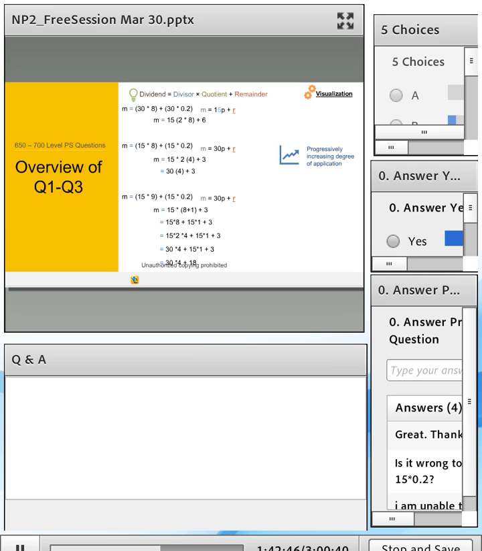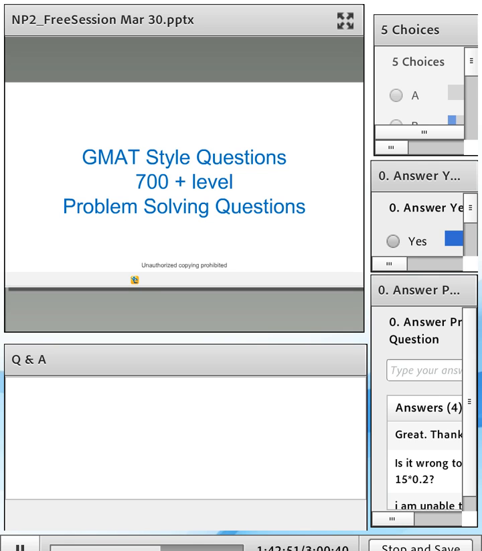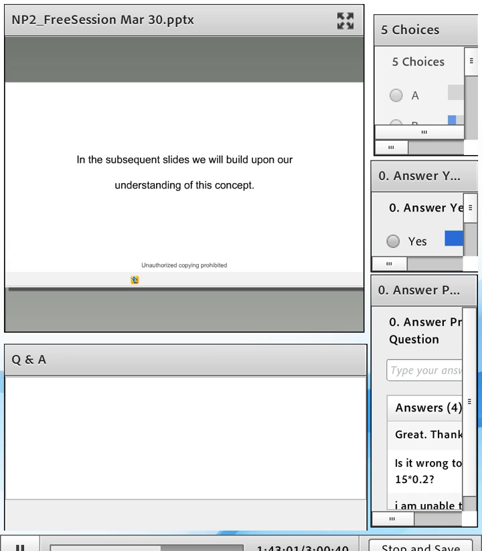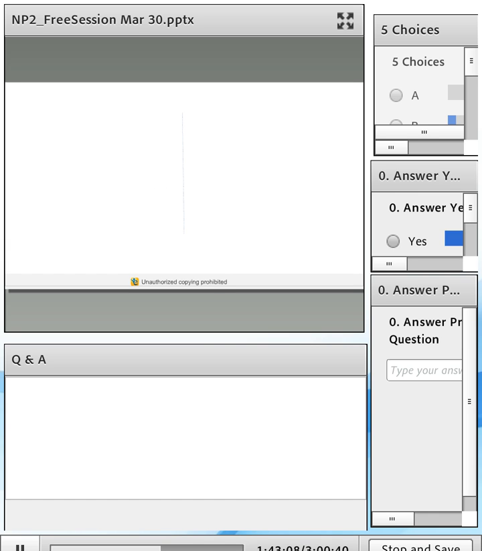Okay. All right. So now let's get into our next section, which is GMAT style questions, 700 level problem solving questions. Here we are going to be working on the same concept again. Now we are going to be building upon our understanding of this very concept. So I want you to pay complete attention. We are now back into conceptual understanding. So tell me, what is the remainder when 31 plus 43 is divided by 7? Just solve this question and tell me the answer.